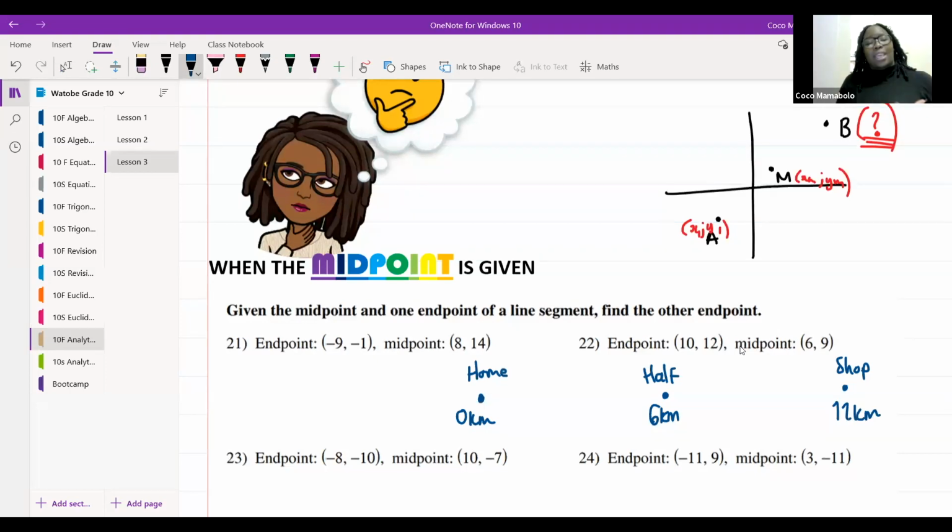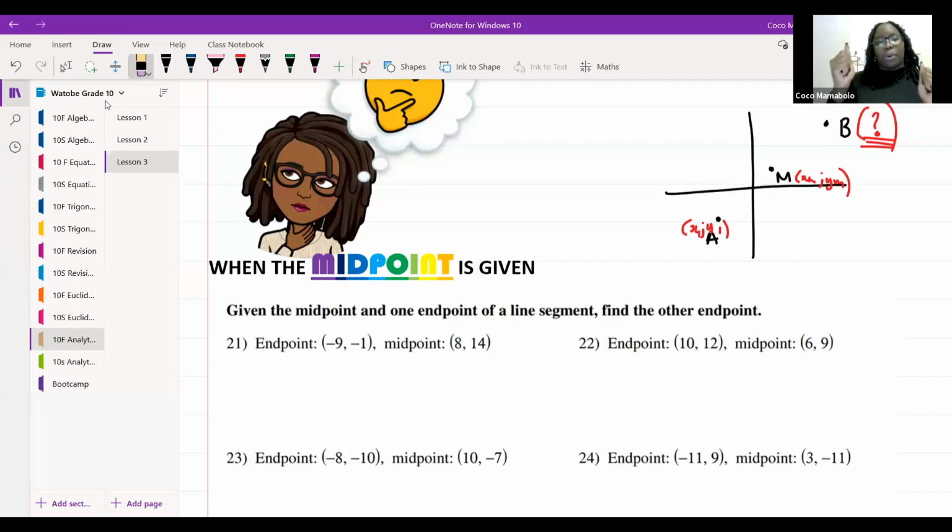So what I'm saying is, if I already know what home is, and I know what the midpoint is, I can just double it to find out where the shop is. You agree with me? Good. All right. Now we're going to use the same concept. If we know where the start point is and we know where the midpoint is, we can double that in order to find out where the end point is.